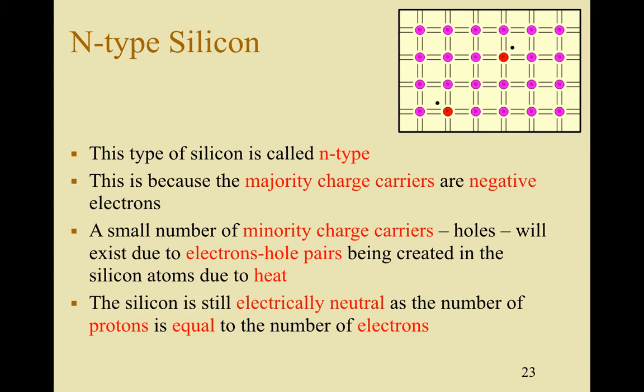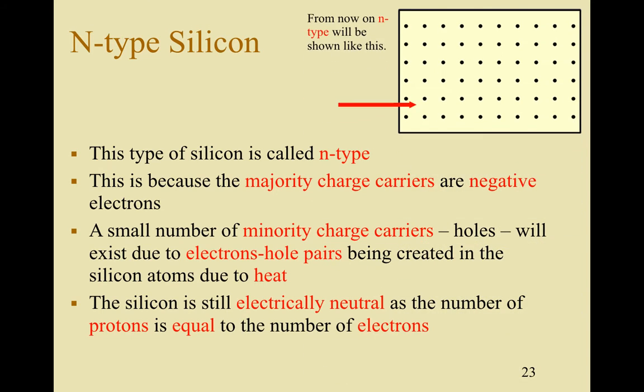All right, and the last sentence there is probably the most important thing that you need to remember. The silicon is still electrically neutral because there's an equal number of protons and electrons in that substance. So while I've added an extra electron for each phosphorus atom, the phosphorus atom also has an extra proton in comparison to the silicon, so it's still electrically neutral. Right, that's what we're going to show the n-type as from now on.